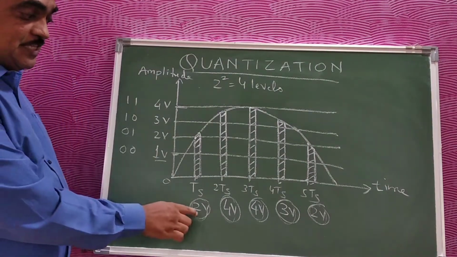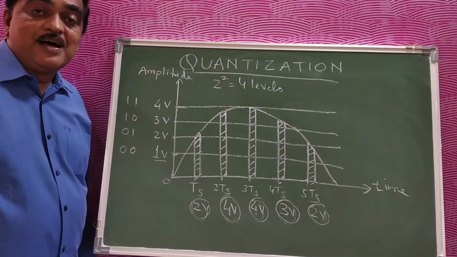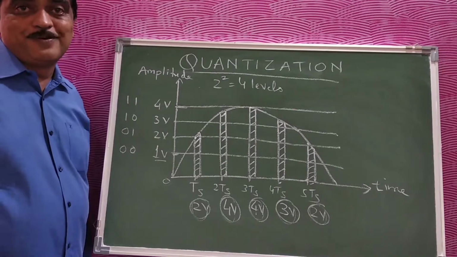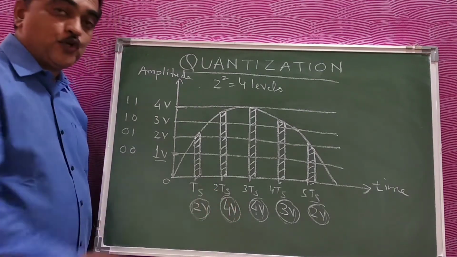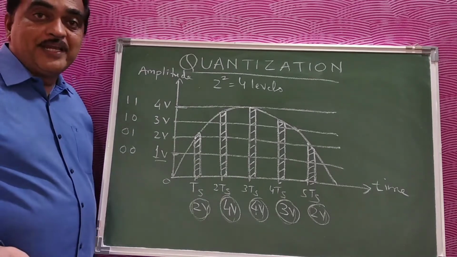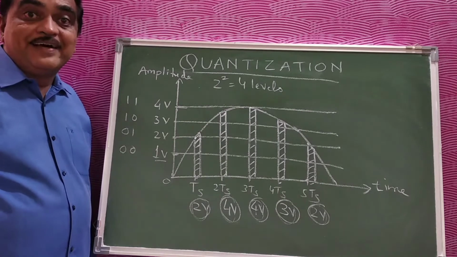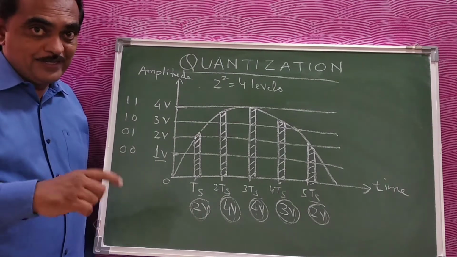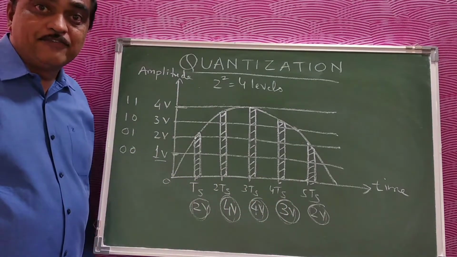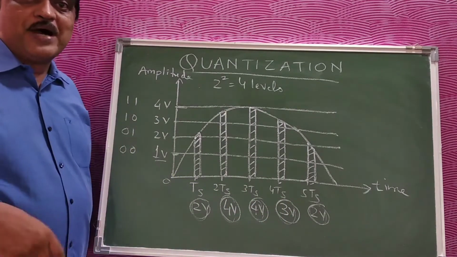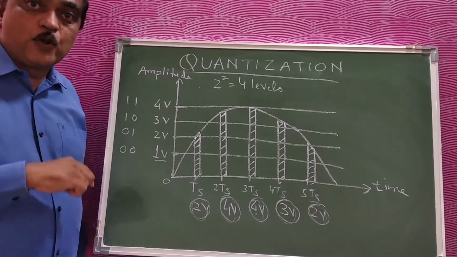Now these values of the amplitude, whatever you get, are called quantized values of amplitude. These values should be converted into binary data or digital data by the encoder. The encoder will just convert these standard values, whatever you have got after quantization, into binary data or digital data. That is what happens when you convert analog to digital.